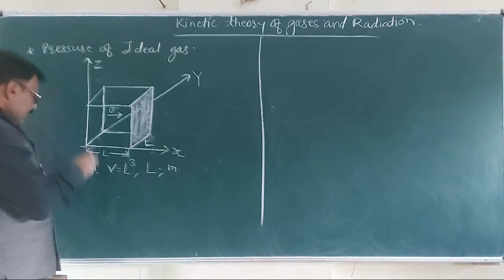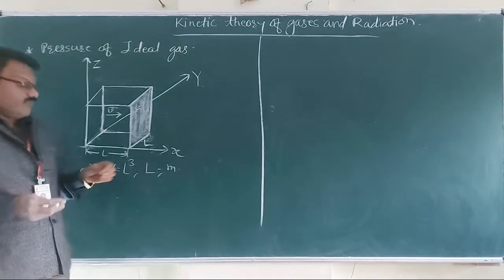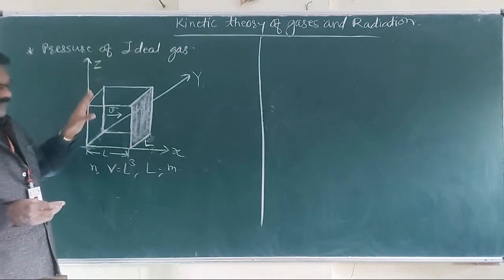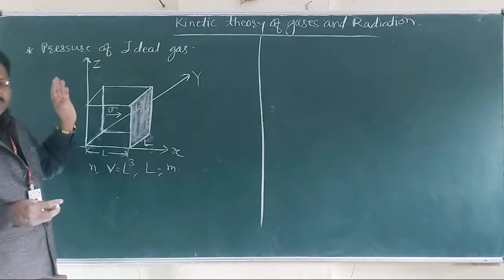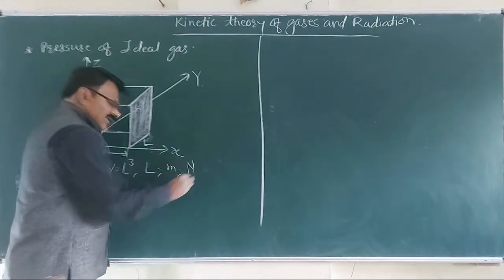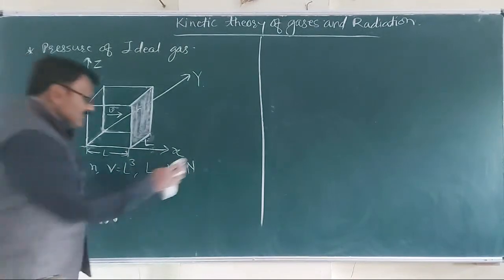The small n indicates the number of moles. Also, there are a large number of molecules. Number of molecules are still a large number of molecules. Actually, we are taking this in the form of velocities.